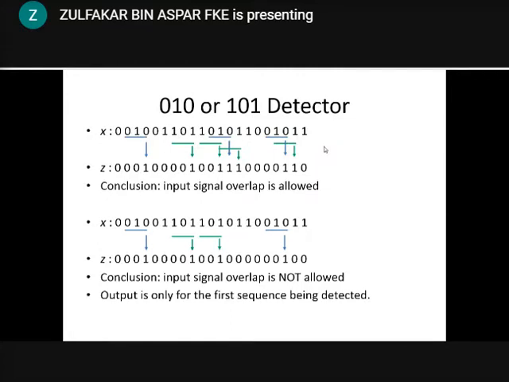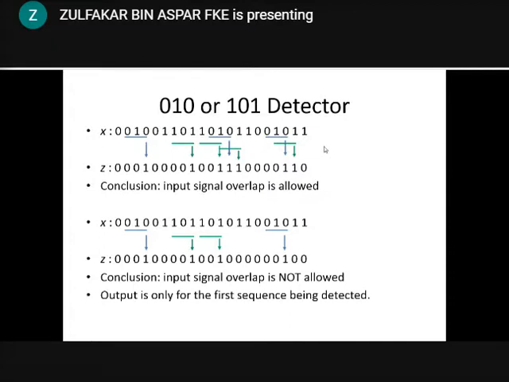For sequence 010, if you look at the third attempt to detect the sequence, this one is quite easy. The problem is, what if input signal overlap is allowed?